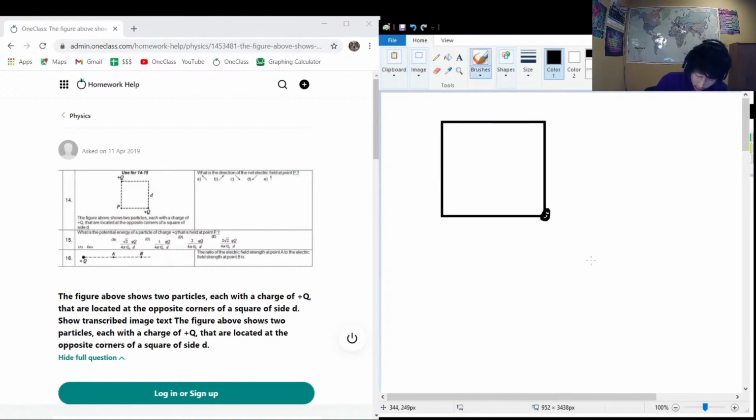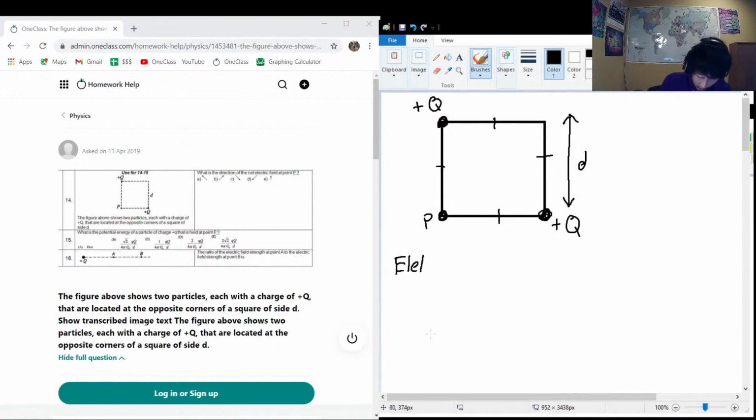Okay, so we know that here we have charge plus q. And here we also have a plus q. Nice and straightforward. This is a square, so all sides are like this, and this distance right here is d. So what we're looking for is the direction of the net electric field at this point P.